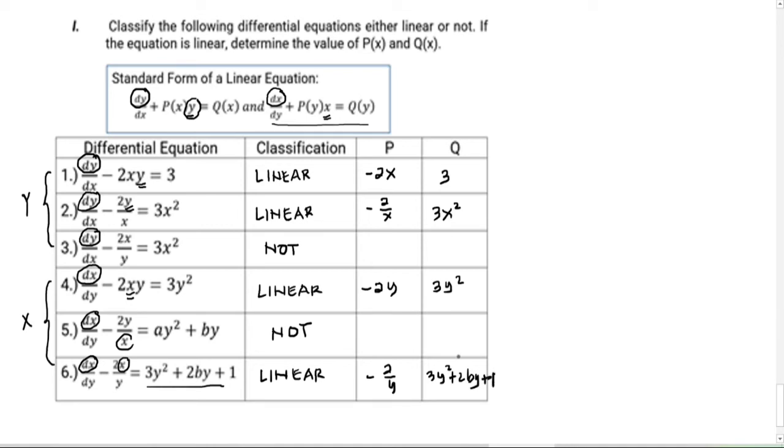Overall, you notice our value for q can be monomial or trinomial. As long as for number 1 to number 3, it should be function of x, and also for number 4 to number 5, it should only be function of y.